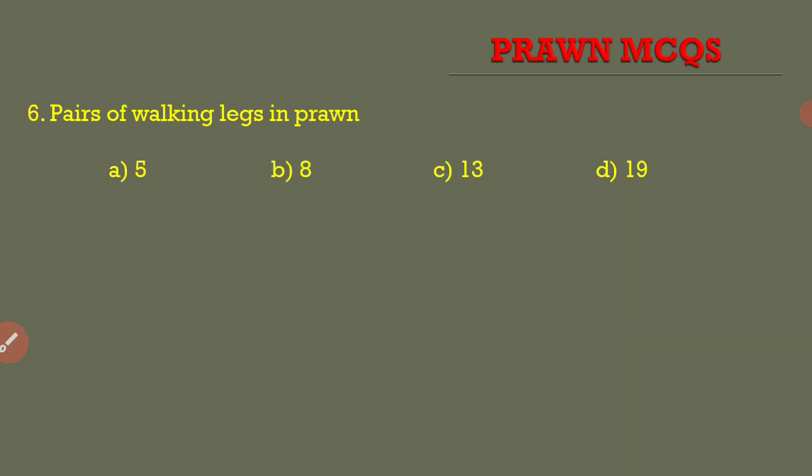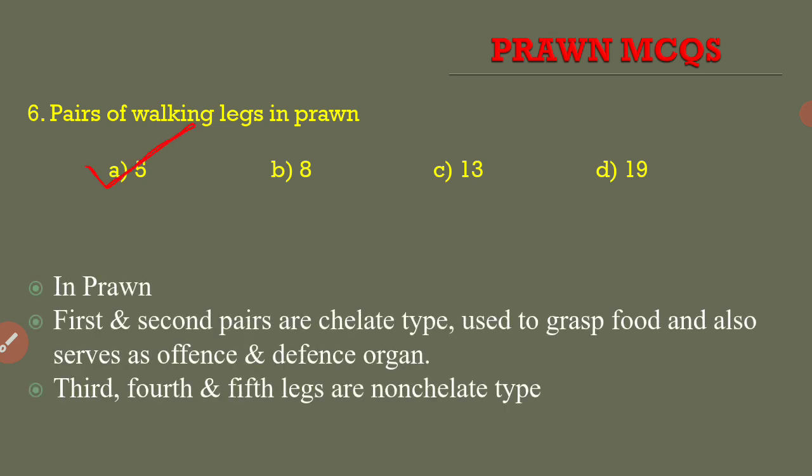Next one, pairs of walking legs in prawn. How many pairs of walking legs are in prawn? A 5, B 8, C 13, and D 19. So prawn has 5 pairs of walking legs. Out of those 5 pairs, the first and second pairs are forceps-type legs.